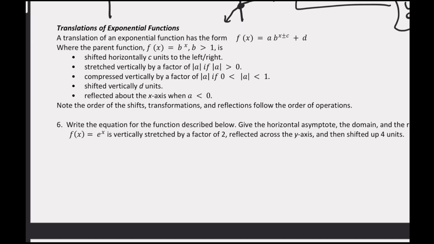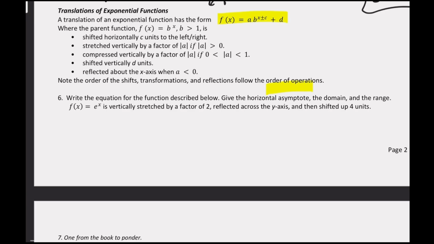Okay, now, looks like we're going to throw it all in at one time. So if you look at this equation format, there's a lot going on, right? But we know what each piece of it does, so we can handle this, okay? All right. When we are given information or given an equation, I work like with the order of operations, starting with where the x is at, okay? All right, let's see what this number 6 example looks like. Write the equation for the function described below. Give the horizontal asymptote, domain, and range.